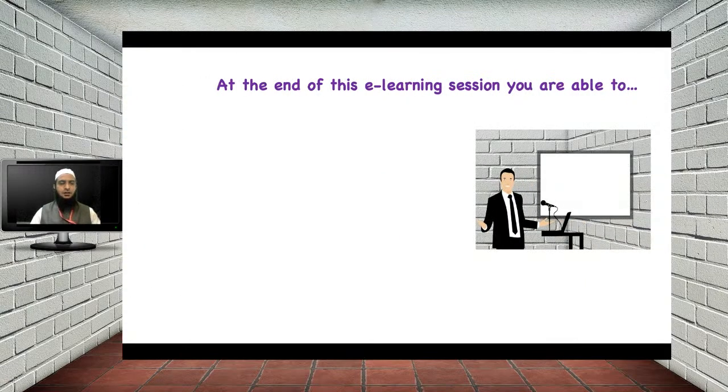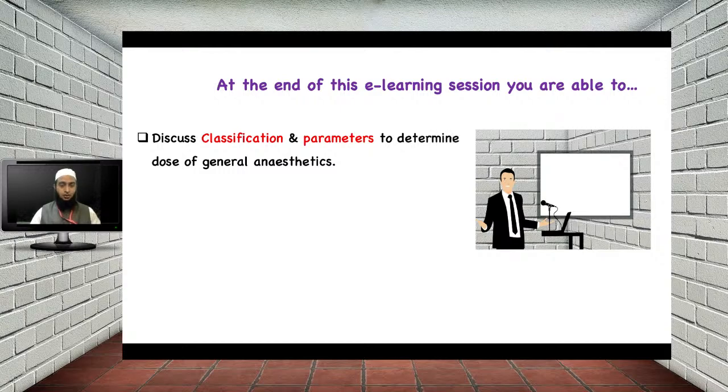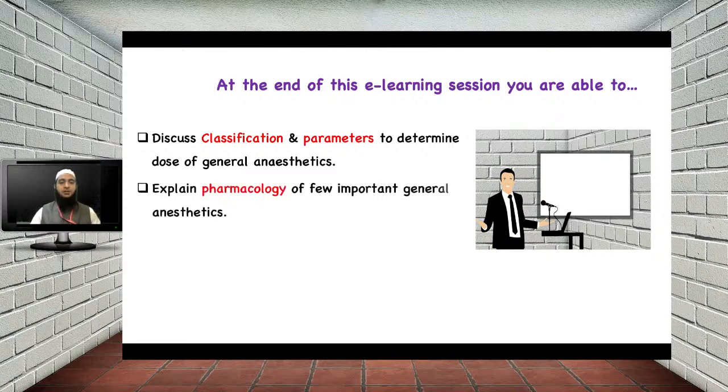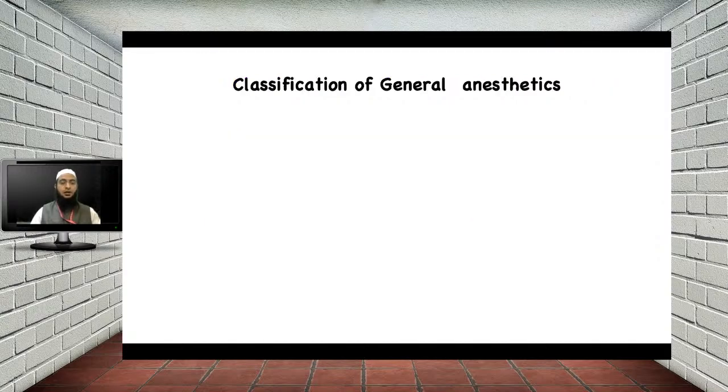At the end of this e-learning session, you will be able to discuss the classification and parameters to determine the dose of general anesthetics, and explain the pharmacology of a few important general anesthetic drugs. So let's start with the first part, that is the classification of general anesthetics.